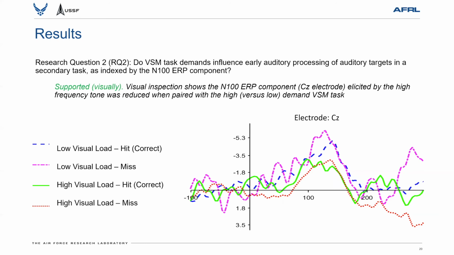So if you look at the groupings here, you can see that the purple and the blue go together for the low visual demands, and then the green and the red for the high. So if we group those together, we can see that the purple and blue group is higher than the green and red lines, and that is evidence suggesting that our hypothesis 2 was supported.